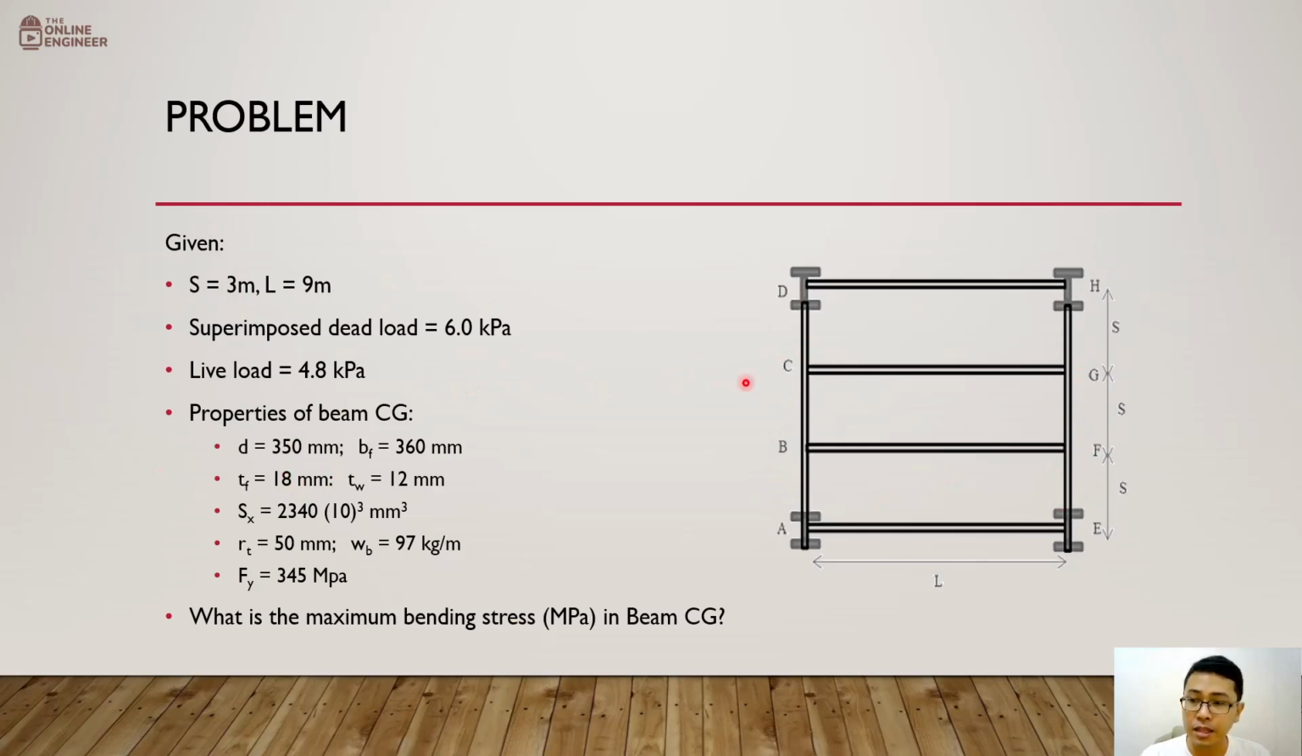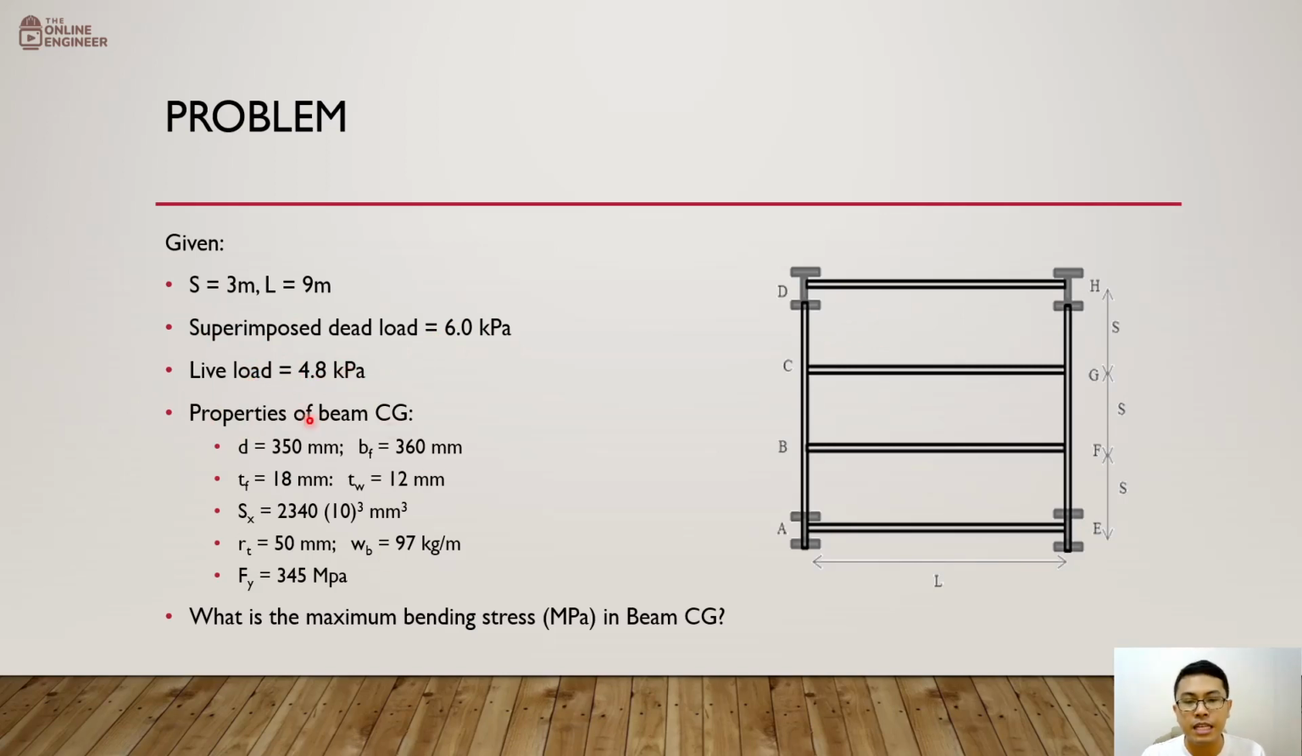So S is 3 meters, the one here on the right. So this is the spacing of the beams that you can see. So that's S, 3 meters. L is equal to 9 meters. So this would represent the length that we have labeled here as well. So that is the span of the beams that we have. Okay, so superimposed dead load is 6 kilopascal. Live load is 4.8 kilopascal.